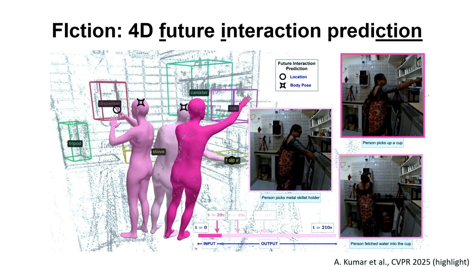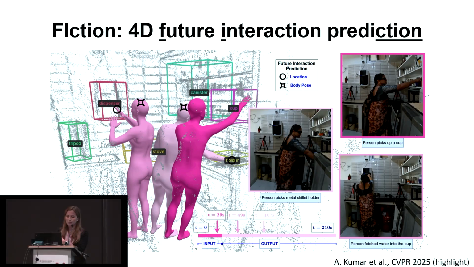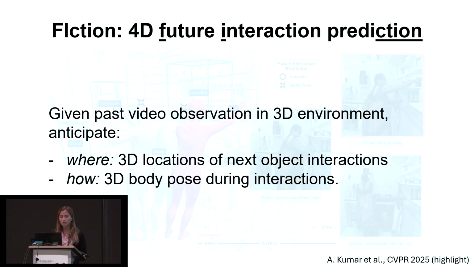So taking that motivation of what's wrong, what we ought to rather see in our video models, let me show you this example we call FICTION. This is an acronym we made for 4D future interaction prediction. And back to what I was saying a bit ago about EgoExo and grounding human activity in the physical space, this is what we're going to do here. In particular, we want to be able to observe some past video, some video up to time t, in a 3D environment, and then anticipate 2 things. Where will be the next interactions in the scene, and how?